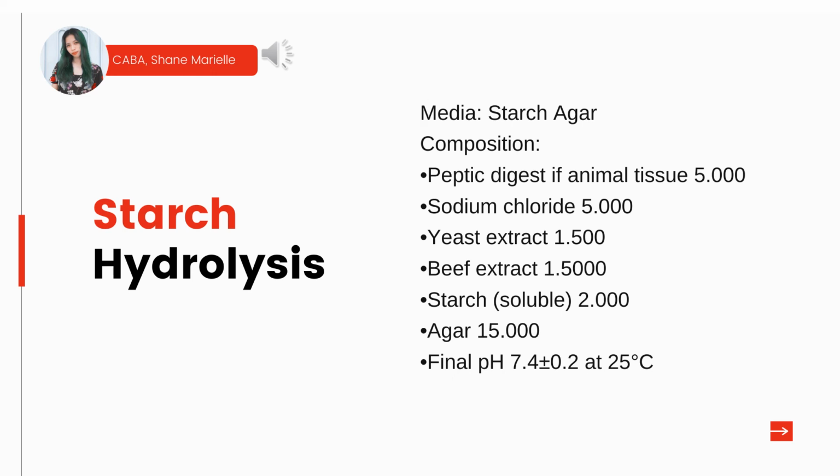The media that we'll be using for the starch hydrolysis test is starch agar. It is a simple nutritive medium with starch added. Beef extract and pancreatic digest of gelatin provide nitrogen, vitamins, carbon, and amino acids. Agar is the solidifying agent and starch is the carbohydrate. Now for its composition, the starch agar is composed of peptic digest of animal tissue, sodium chloride, yeast extract, beef extract, soluble starch, agar, and its final pH at 25 degrees Celsius is 7.4.